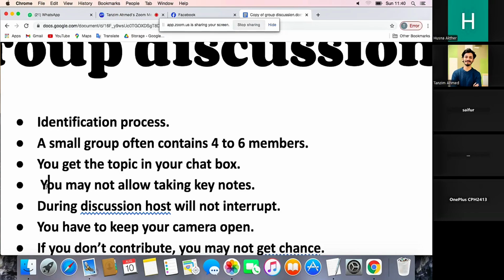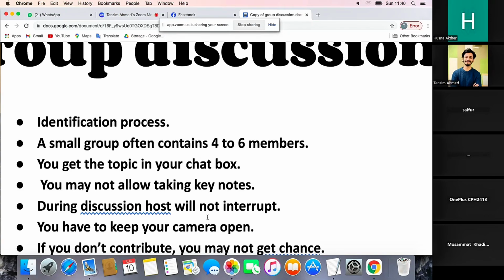And you may not be allowed to take notes, or you may be allowed to take notes. So what you have to do here is ask, or take permission before you take notes. So definitely try to take a pen and paper with you. In the discussion time, you can take key notes, important notes from other speakers, and you can talk about it. But you have to take permission whether you're allowed to take notes or not from the instructor, right?